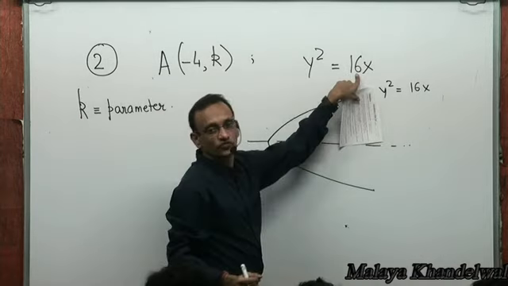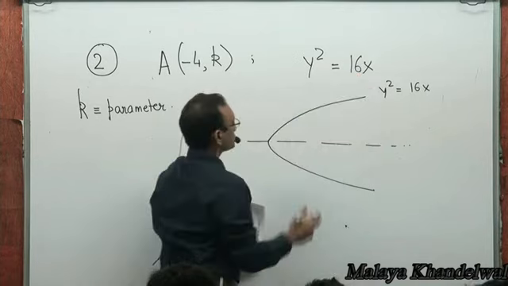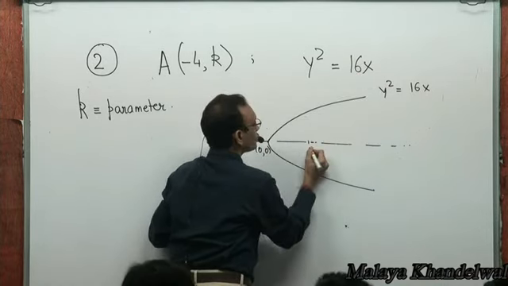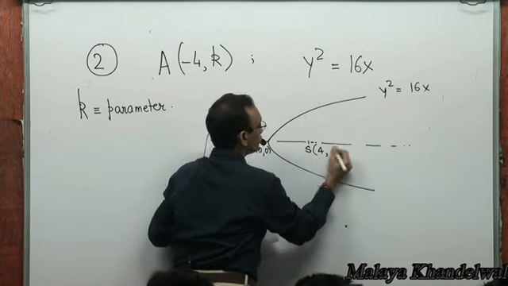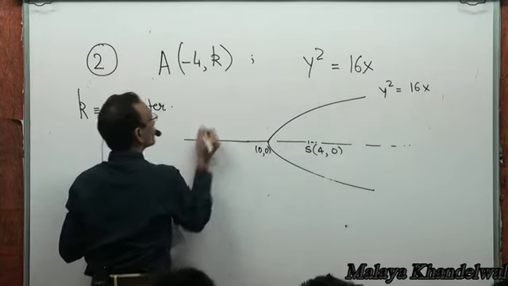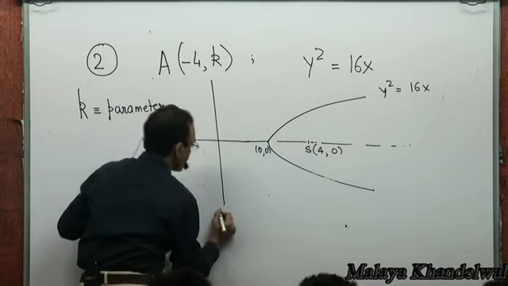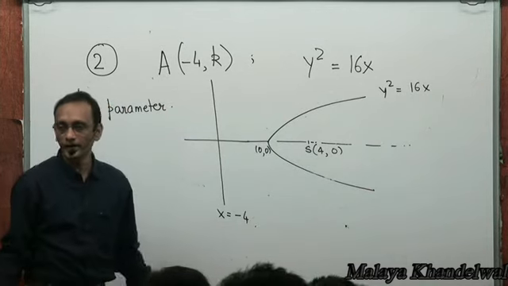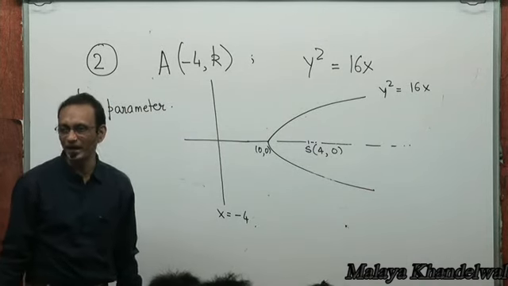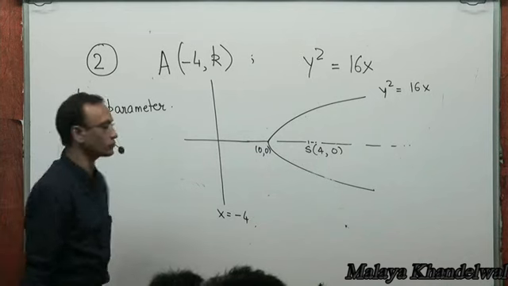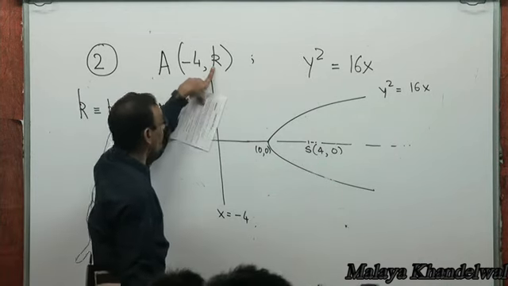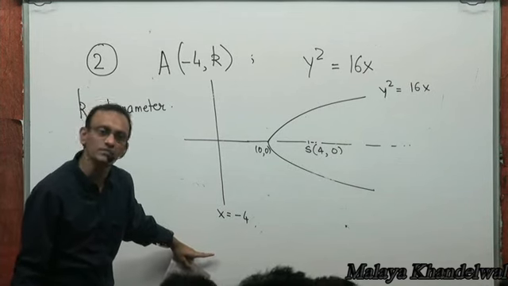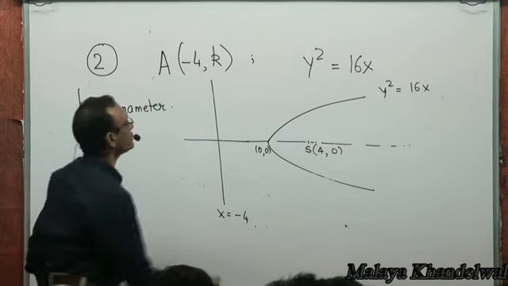In this case, a is 4, right? Vertex is 0, 0. Focus is 4, 0. Directrix is x equal to -4. I hope all of you realize this. Right? The directrix of this parabola is x equal to -4. Now, -4 comma k therefore must be a point on the directrix.